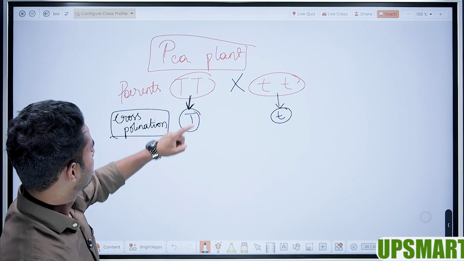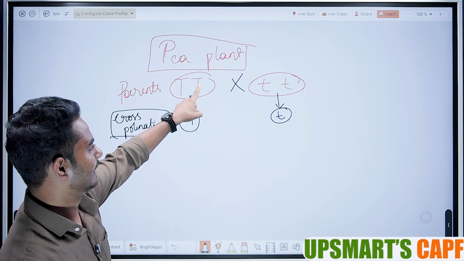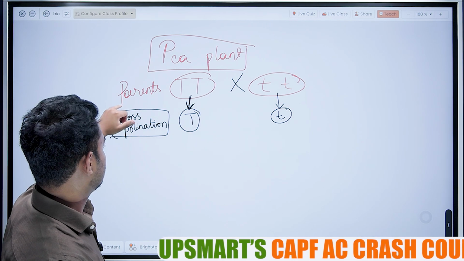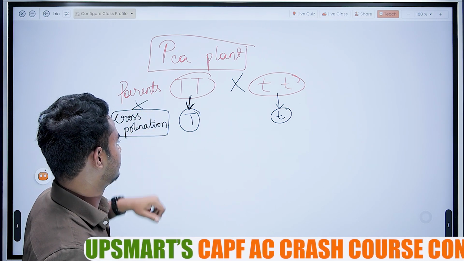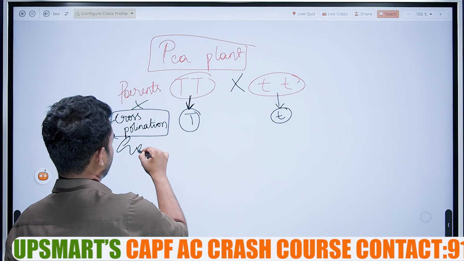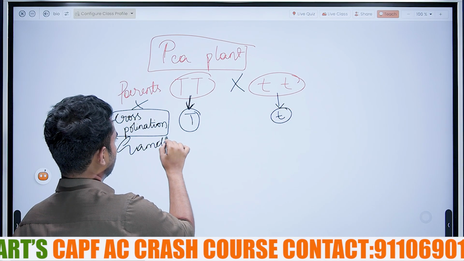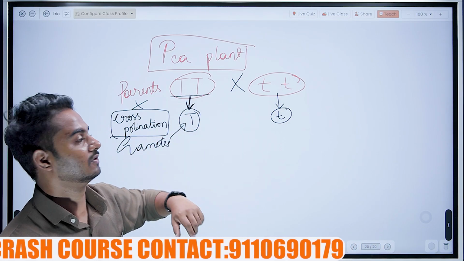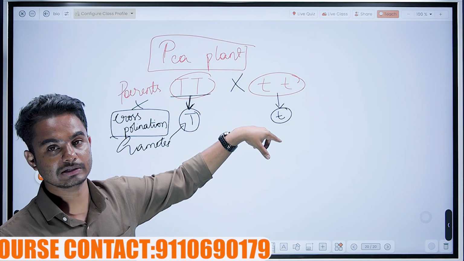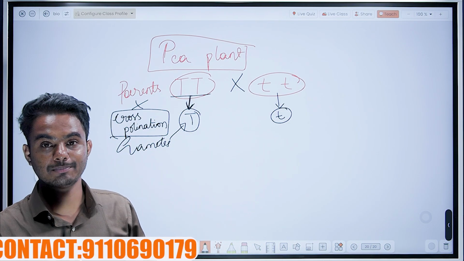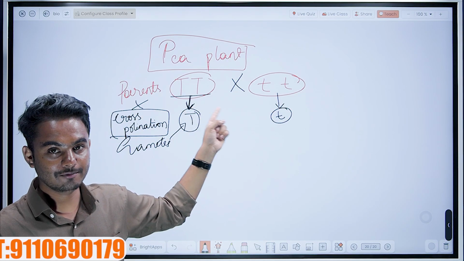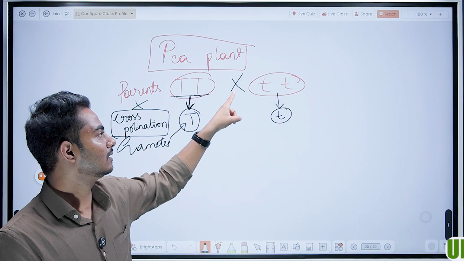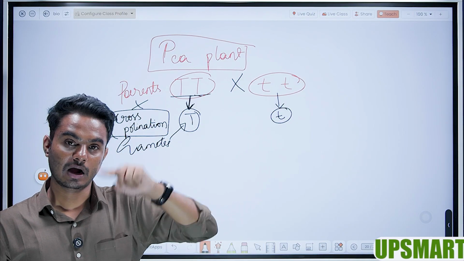Sir, you are telling parent 1 has capital TT, parent 2 has small tt. It is doing cross pollination and it is producing gametes. Gametes are these ones. These are alleles and part of them are gametes. Then both should come. Why only one is coming, sir? Because he is doing cross pollination between two people. Only one will be given by each parent, and both of them combine to form another child.